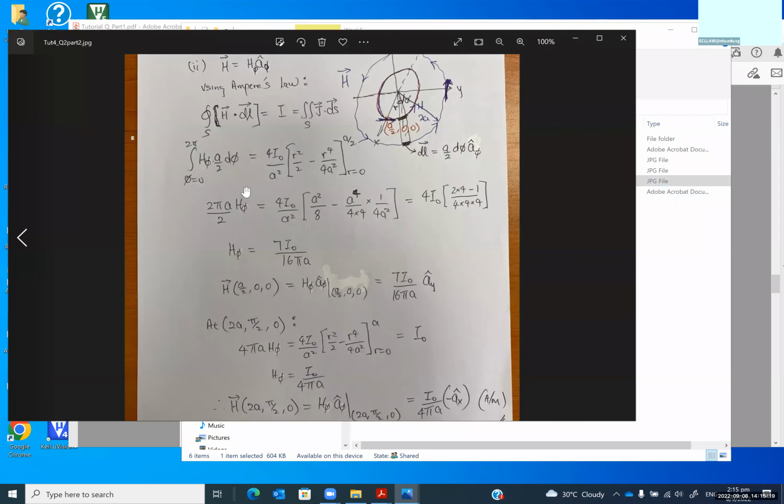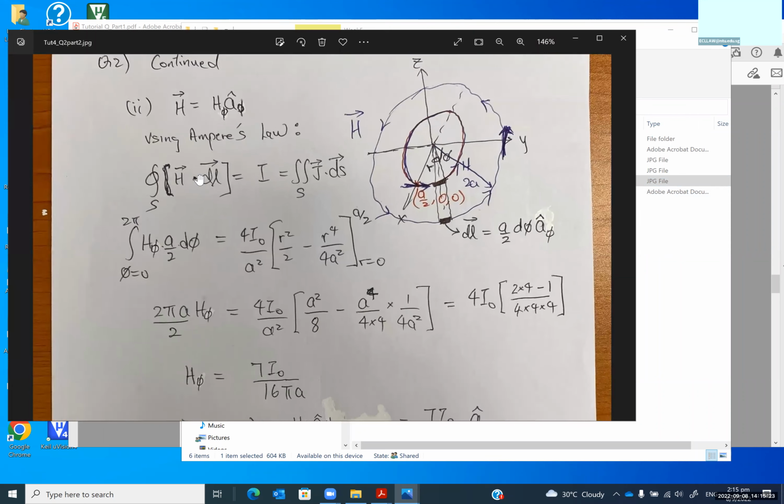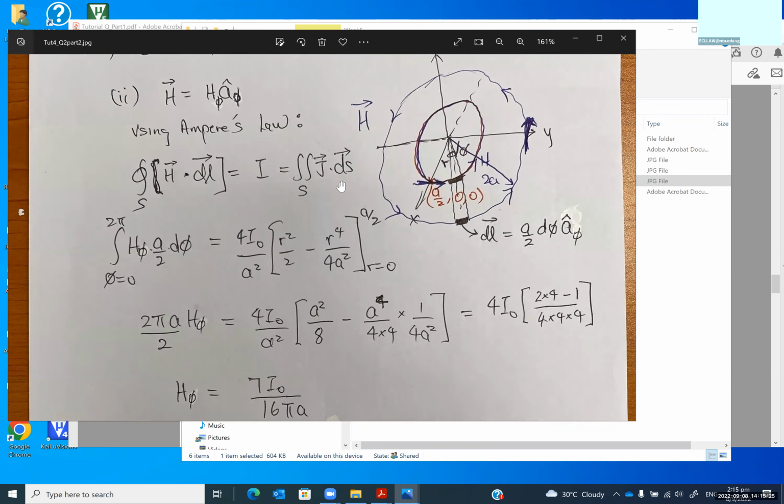Okay, so this is our Ampere's law. So we need to solve for H, right? We already said that. So H phi, we need to find what it is. Our target is to find H phi. A phi is the direction of the H vector. This dL is the loop that we're going to go around, right?